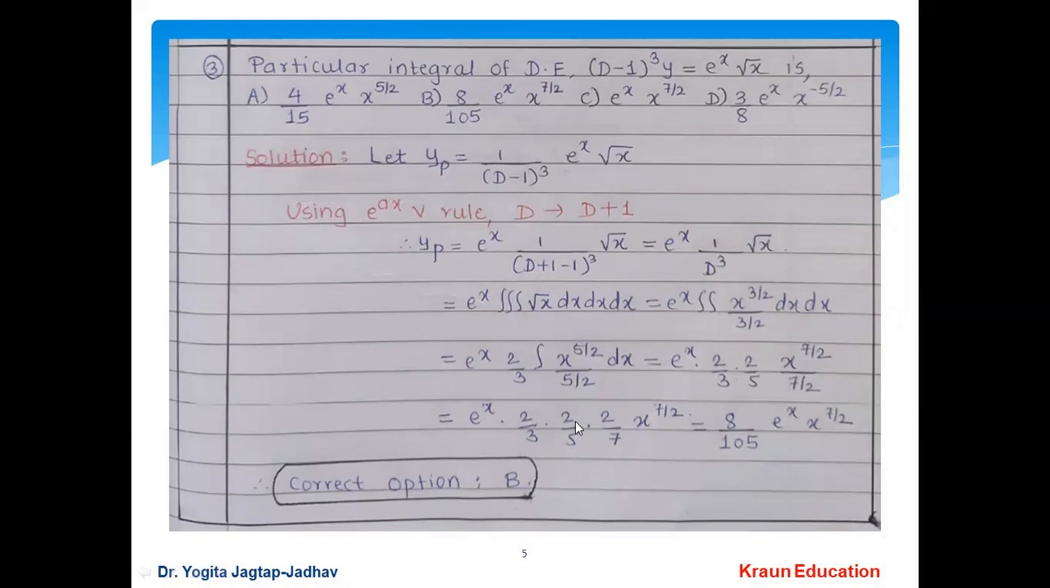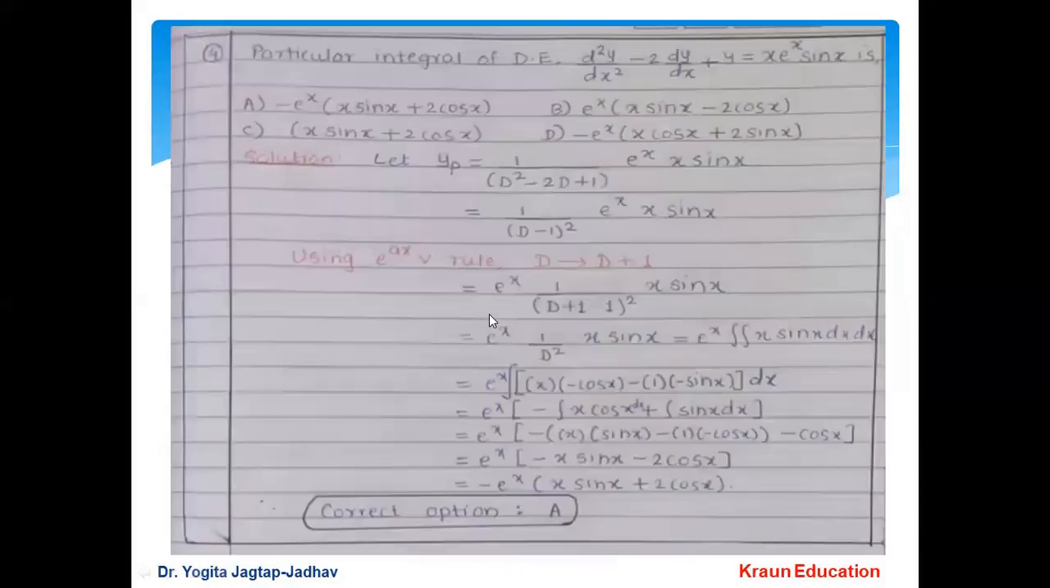This 7 by 2 can be written as 2 upon 7. Now, let us take the multiplication of all these fractions. We get 8 upon 105 into e raised to x into x raised to 7 by 2. Therefore, the correct option is B.